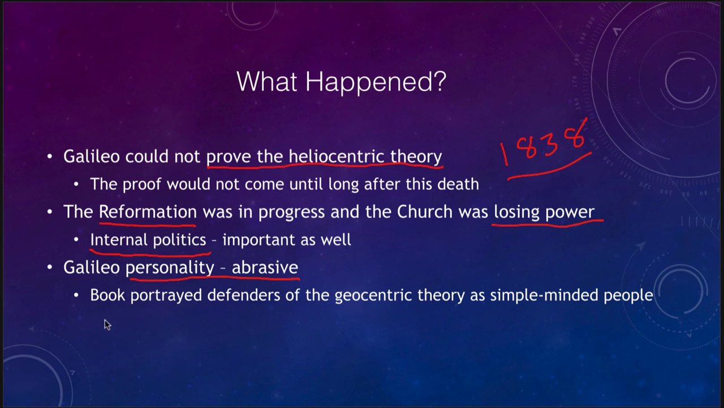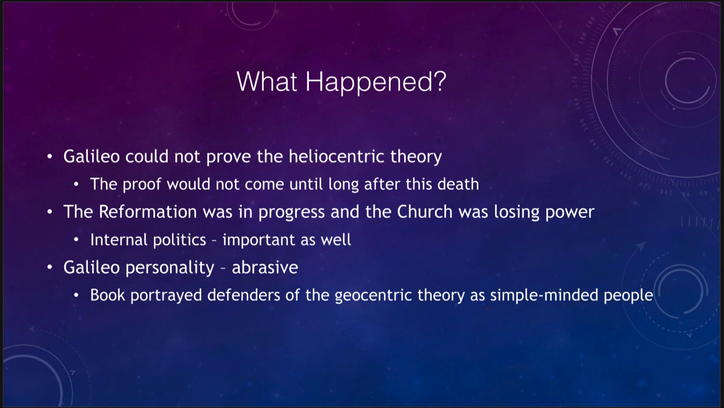His book, The Dialogue Concerning the Two Chief World Systems, portrayed the defenders of the geocentric theory as simple-minded people. And many thought this was a reference to the Pope, that he was using the Pope as the defender of the geocentric theory, and making him seem to be a simple-minded person did not sit well with the church. So again, he was eventually vindicated, but was placed under house arrest for the last few years of his life.